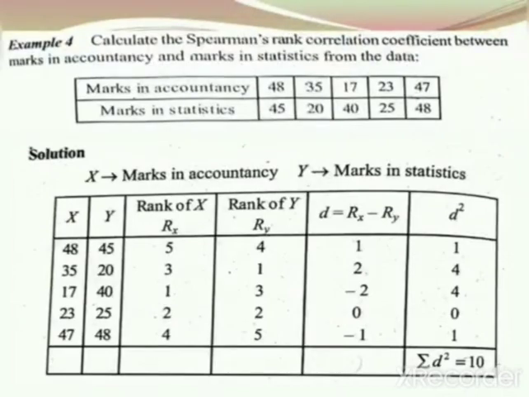Now we have to find the value of D. So Rx minus Ry: 5 minus 4 will be 1, 3 minus 1 will be 2, 1 minus 3 will be minus 2, 2 minus 2 is 0, 4 minus 5 is minus 1. If you square the D values, you will get D square: 1 square is 1, 2 square is 4, minus 2 square is 4, 0 square is 0, minus 1 square is 1. If we add all the terms in D square, you will get summation D square is equal to 10.